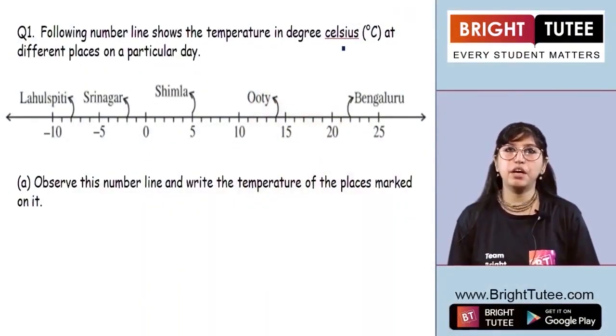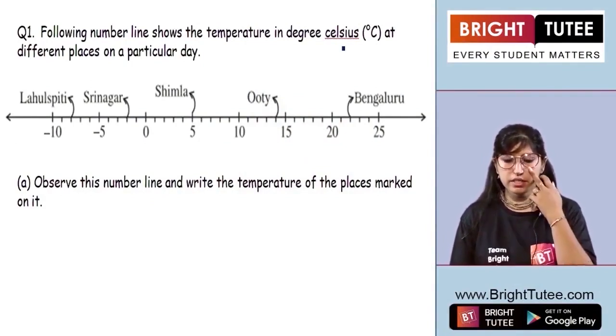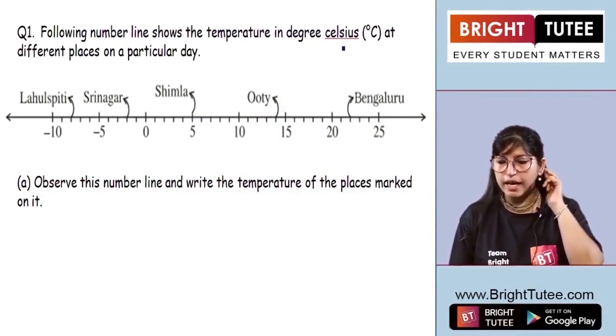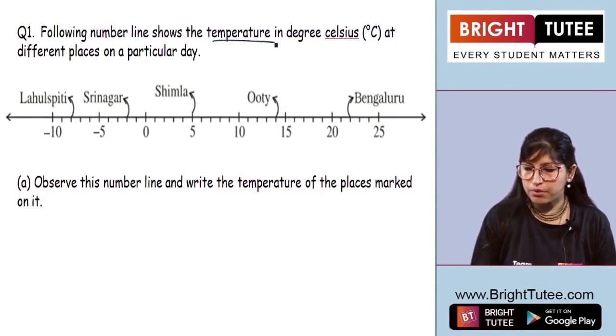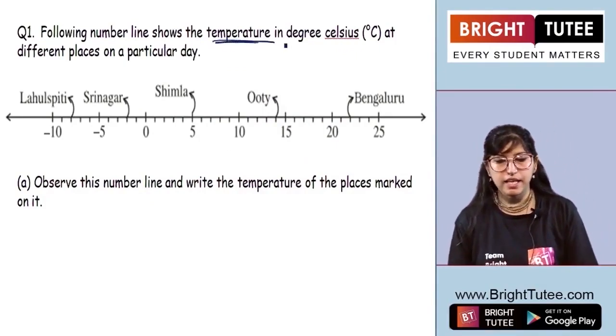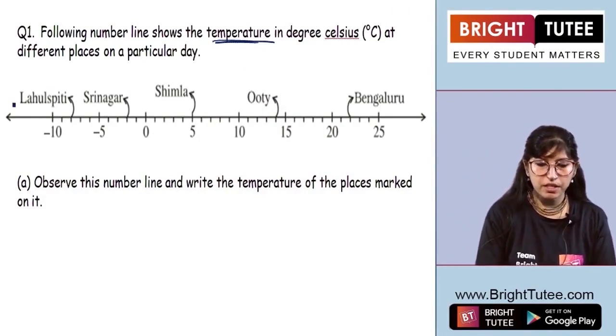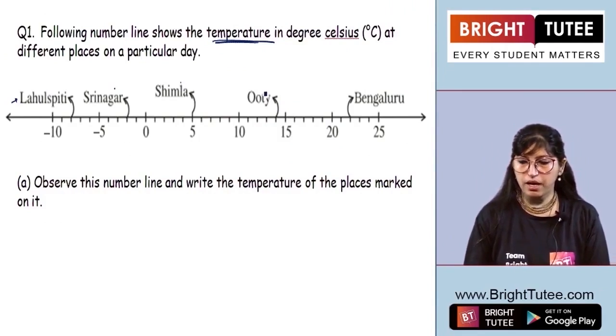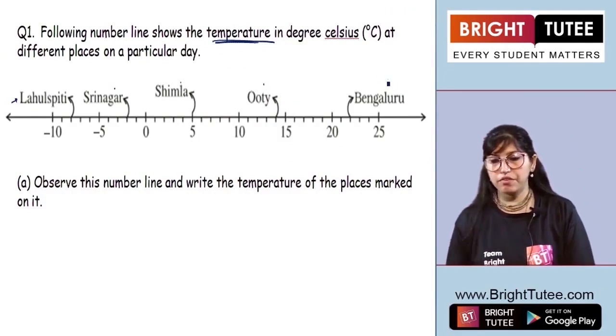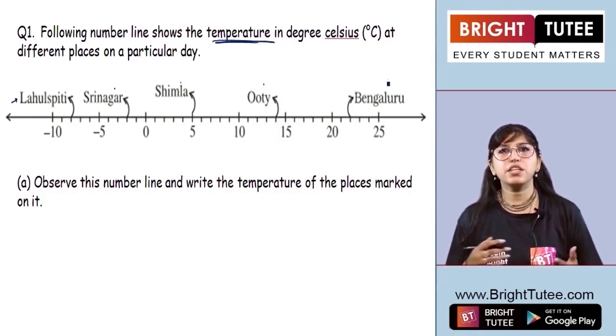Starting off with our first exercise of this chapter, which is exercise 1.1. So we'll cover all the questions of this exercise and we'll try to do it together. So let's start with our very first question of this chapter. The question says that the following number line shows the temperature in degrees Celsius at different places on a particular day. That means in Lahul Spiti, Srinagar, Shimla, Ooty and Bengaluru, we have 5 different temperatures in degrees Celsius.